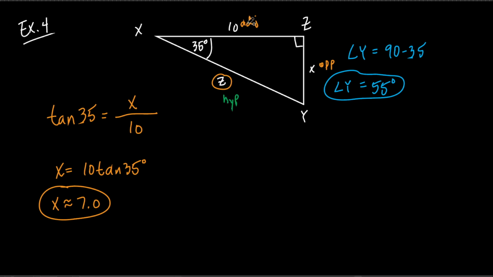So what do I have? I got adjacent, I got hypotenuse. Which one of my 3 trig functions uses adjacent and hypotenuse? It's the cosine. That's right. It's the cosine, right? So we use the cosine of that same angle, 35 degrees, equals, what is the cos? It's adjacent over hypotenuse. What side is adjacent? 10. What's the hypotenuse? Z.